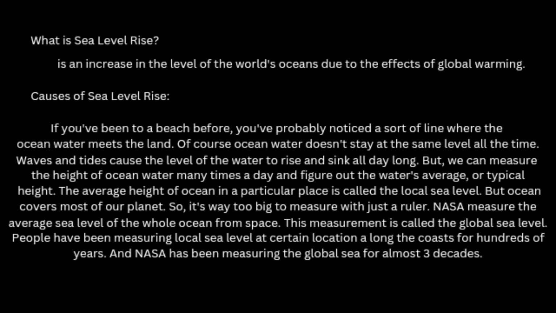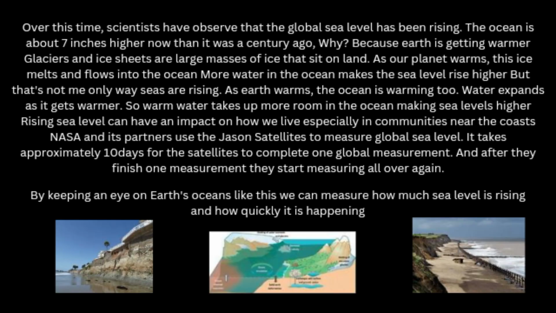People have been measuring local sea level at certain locations along the coast for hundreds of years, and NASA has been measuring the global sea level for almost 3 decades. Over this time, scientists have observed that the global sea level has been rising. The ocean is about 7 inches higher now than it was a century ago. Why? Because Earth is getting warmer.